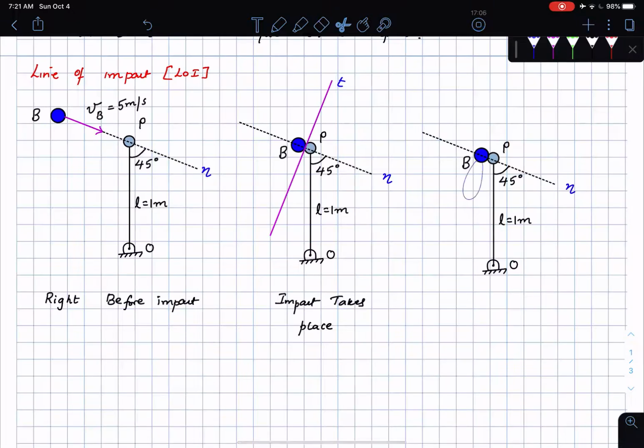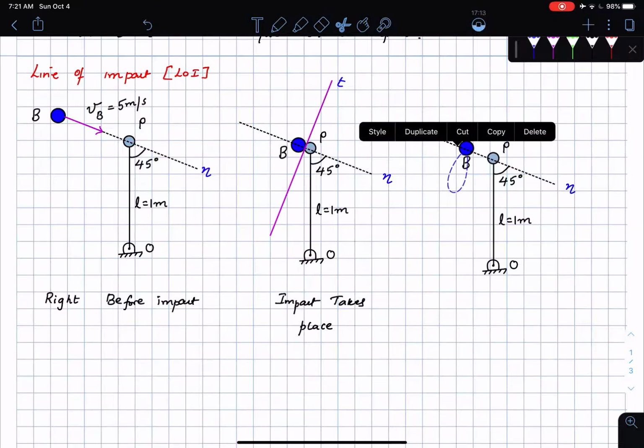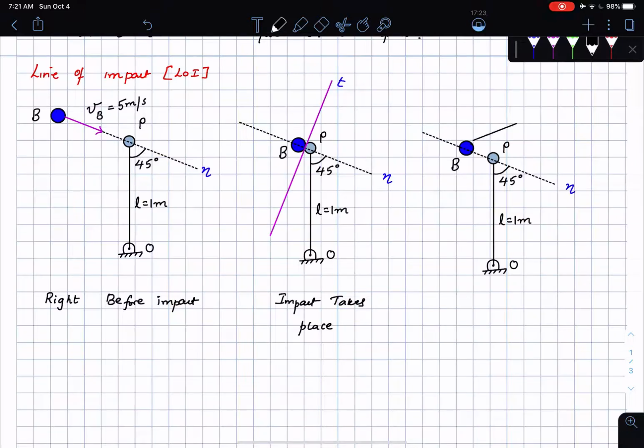Now I don't know what's happening to the ball right after impact. So what I'm going to say is the following: this ball, which was traveling along this line of impact, is now going to have a different velocity right after impact. I'm going to call the velocity of that ball right after impact VB prime. I don't know what this velocity is, so I'm just going to call it VB prime. So this is the post-impact situation.